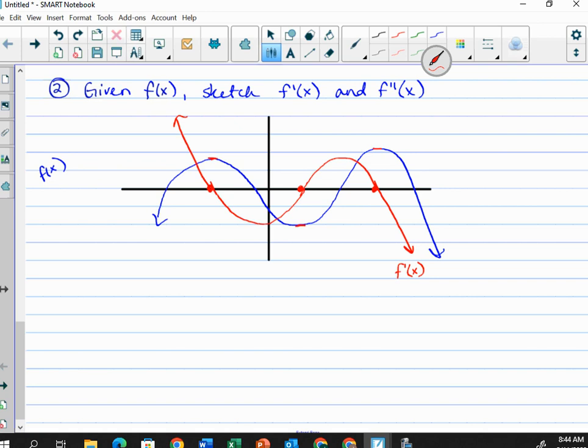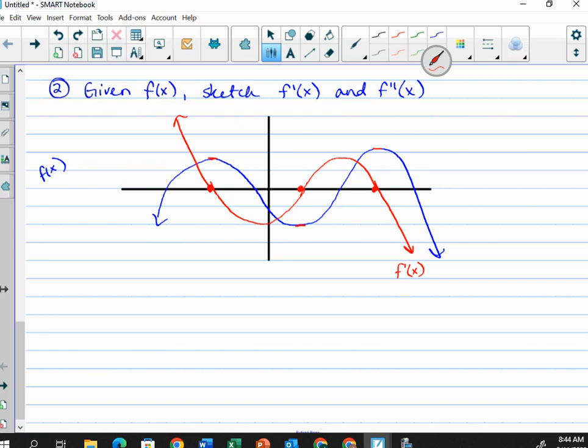Now the weird part with the second derivative is you can use all the concavity stuff from the blue graph, or you can pretend the blue graph isn't there and just do what we did again with the red graph. The second derivative of blue is the first derivative of the red one.